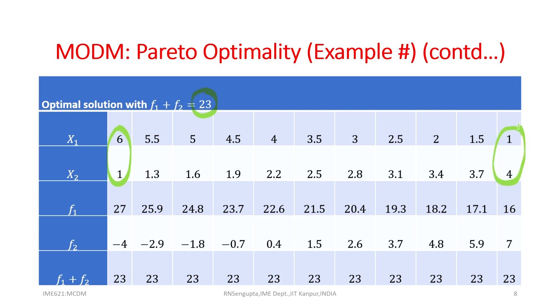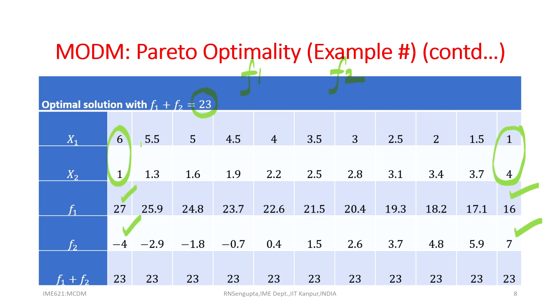So, if I plug in these values, 6 and 1 for f1 and 6 and 1 for f2, the values respectively come out to be 27 and minus 4. If I go to the other extreme, 1 and 4, plug 1 and 4 for f1 and f2, the respective values for f1 and f2 come out to be 16 and 7.